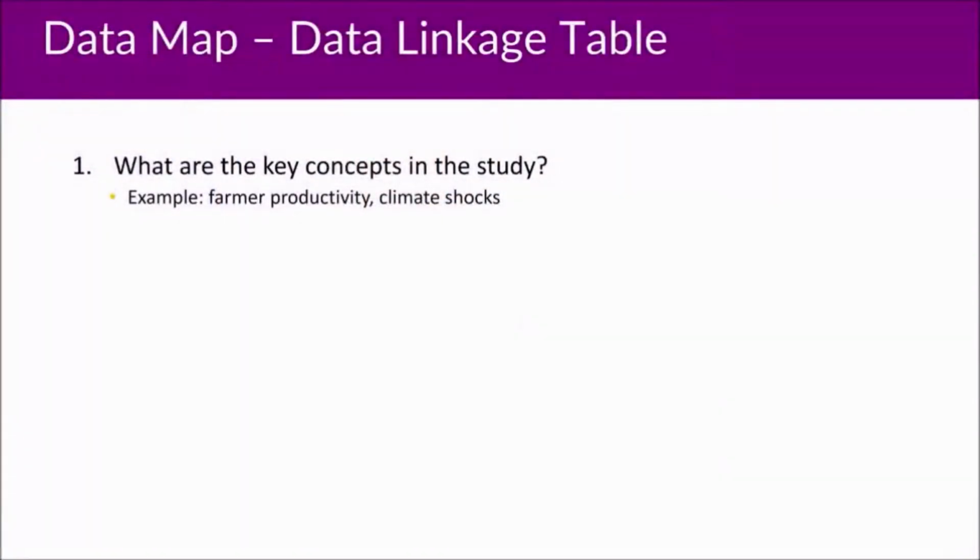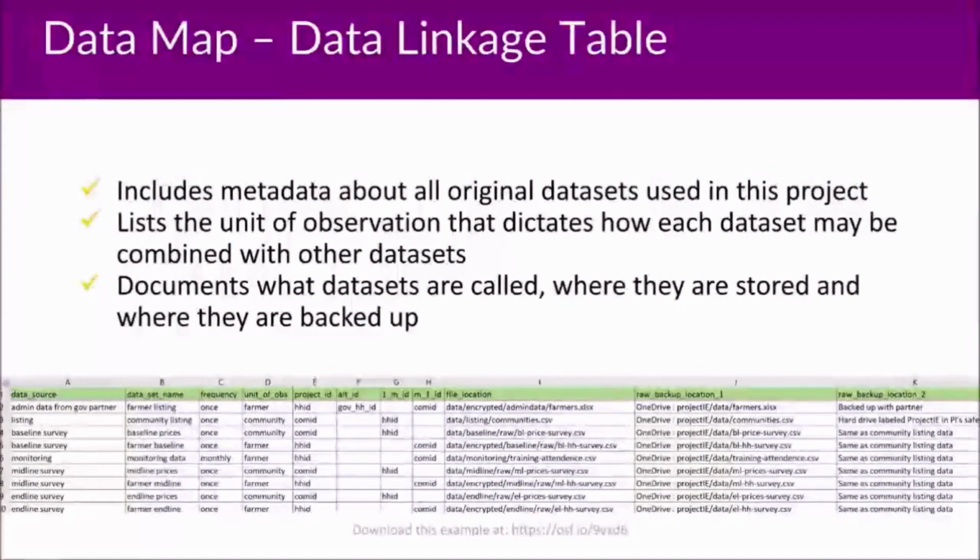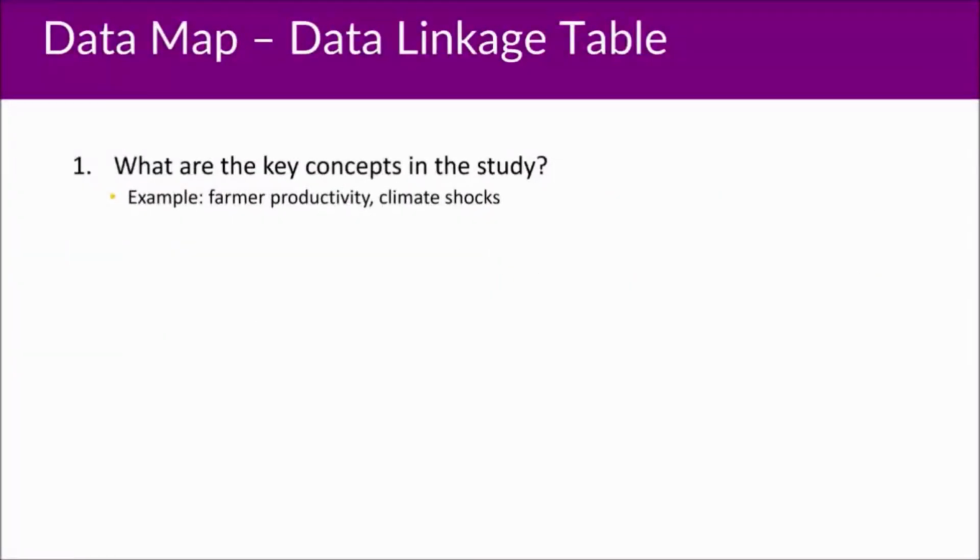So the way we get to this table from a research design is that we start listing all the key concepts that we have in our project. And this is, again, going back to the agriculture example, we may be interested, for example, in seeing how irrigation makes farmers more resilient to climate shocks. So that's the big picture of our research question.